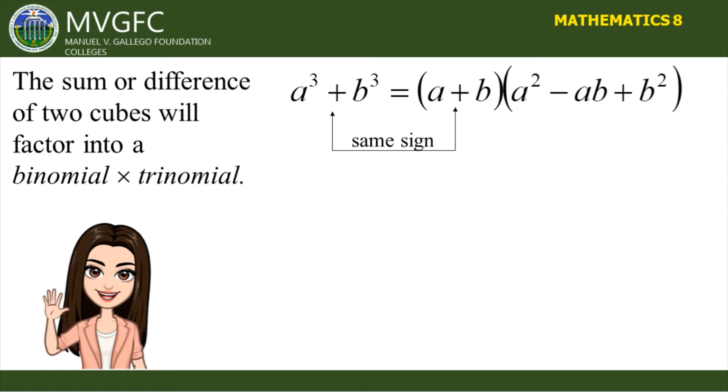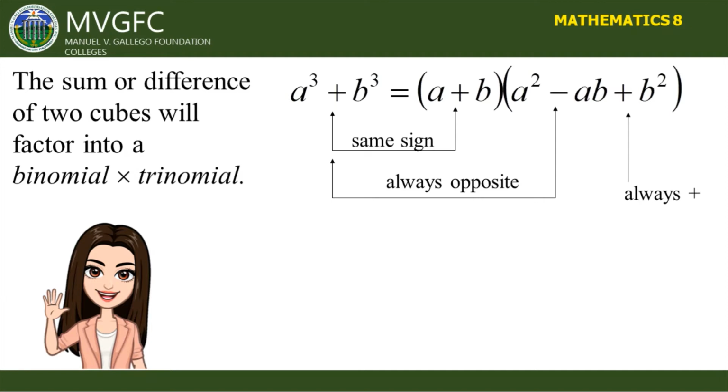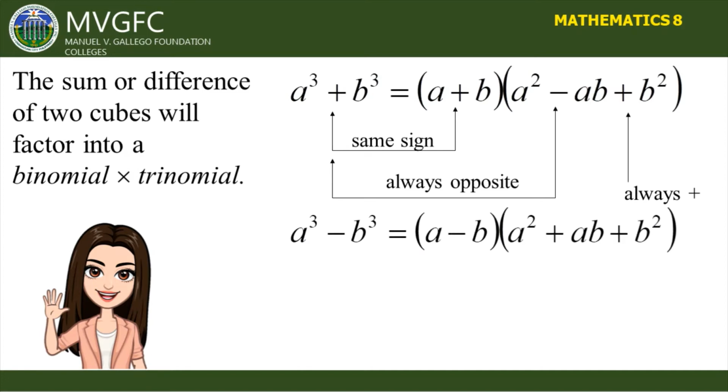So same sign, plus, plus. Next is always opposite. The second operation, the operation on the trinomial that separates the first and second term of the trinomial, is always opposite. And for the last, it is always positive. The last operation is always positive. Same goes with the difference of two cubes. Since this is minus, same sign, so in the binomial, that's minus. Next is always opposite. That is minus.